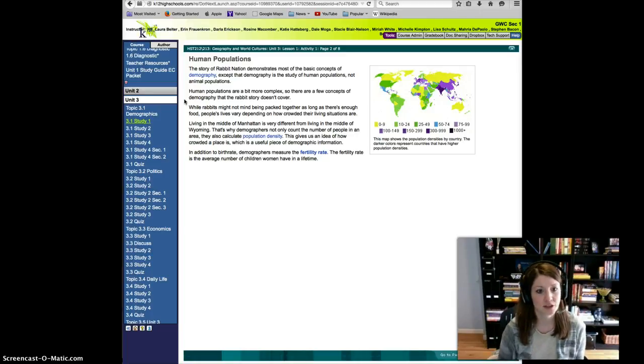That's why demographers not only count the number of people in an area, they also calculate population density. This gives us an idea of how crowded a place is, which is a useful piece of demographic information. In addition to birth rate, demographers measure the fertility rate. The fertility rate is the average number of children women have in a lifetime. You've got 3 important vocabulary words here: demography, population density, and fertility rate.